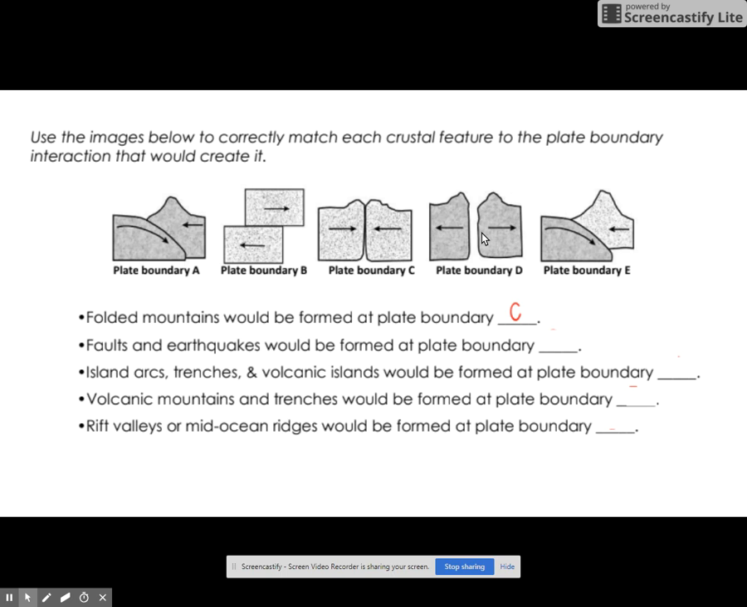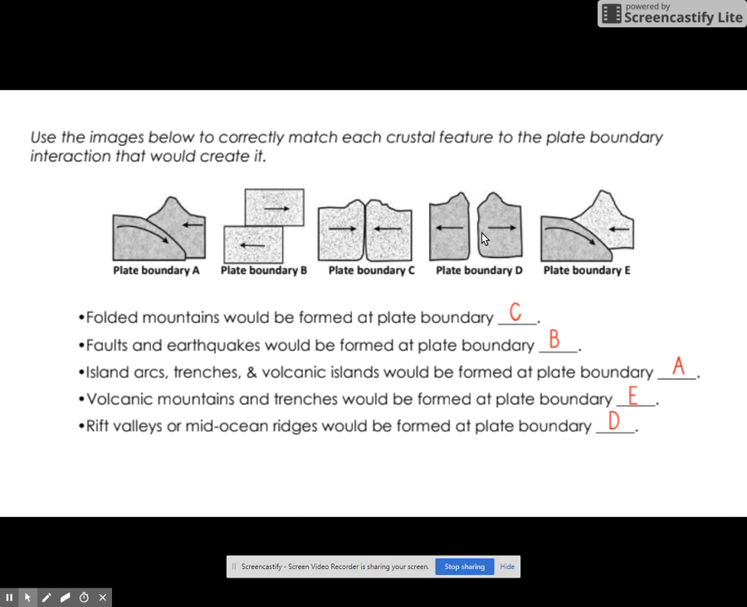Faults or earthquakes will be created at plate boundary B. An island arc or a trench or a volcanic island, which will be created in the middle of the ocean, can be created by plate boundary A. Volcanic mountains and trenches can be created by plate boundary E. And rift valleys or mid-ocean ridges would be formed at plate boundary D.